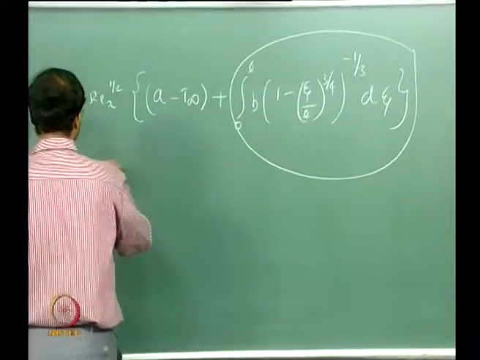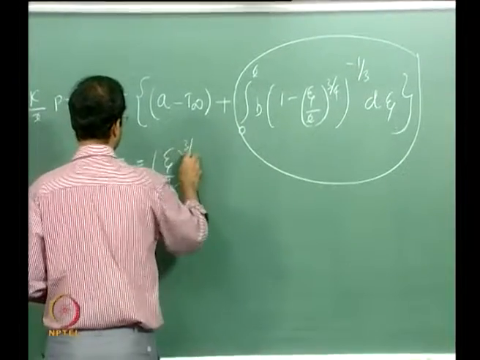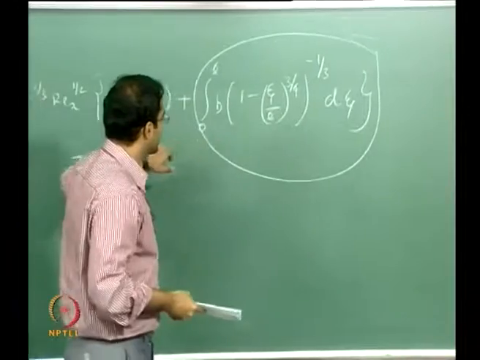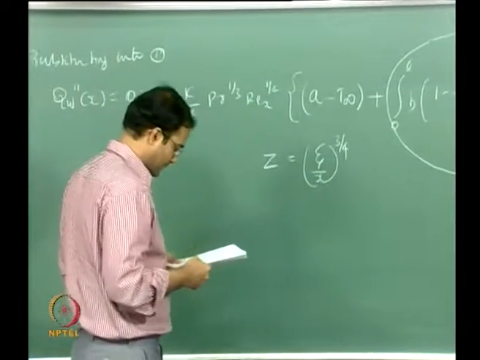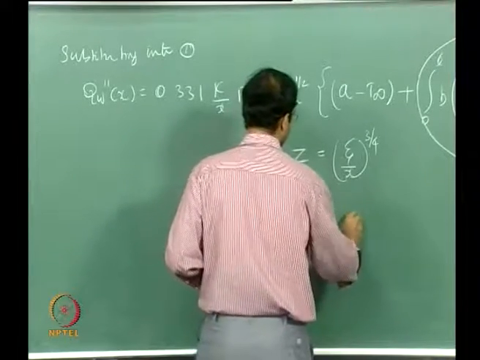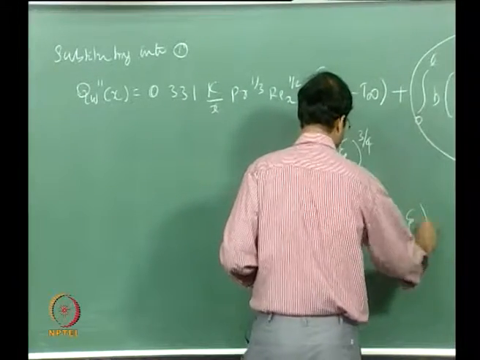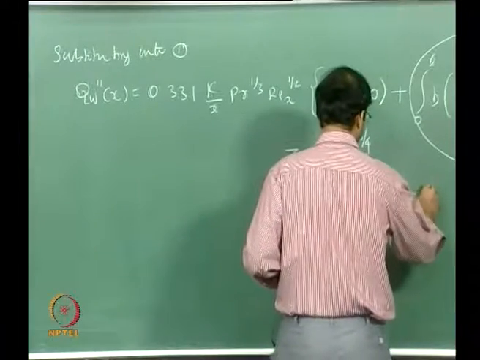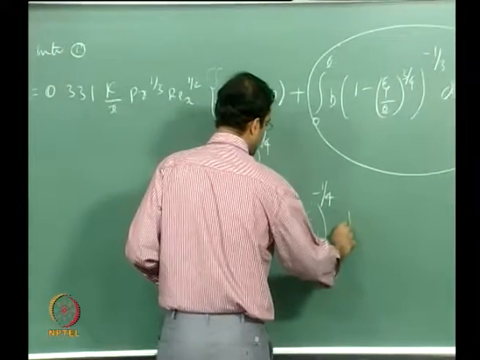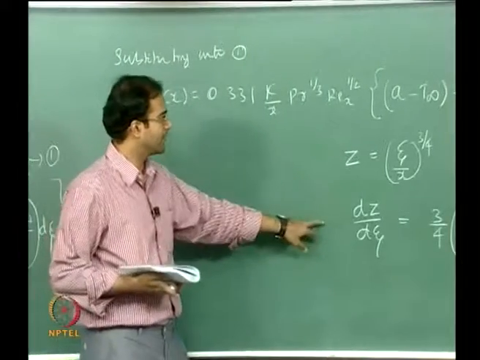So we can assume a variable z which is equal to zeta by x to the power 3 by 4. Okay. So I am just going to transform the variables again. So I am saying that zeta by x to the power 3 by 4 is equal to some other variable z. So therefore dz by d zeta should be equal to 3 by 4 into zeta by x to the power 3 by 4 minus 1, which is minus 1 by 4, with respect to d zeta, and x is a constant, so it will be 1 by x, right. So this is my derivative.